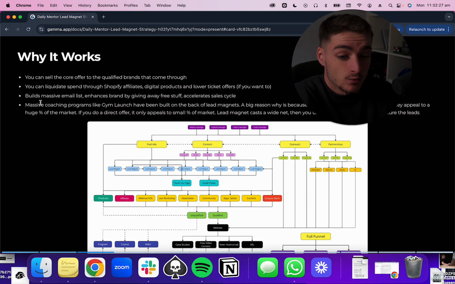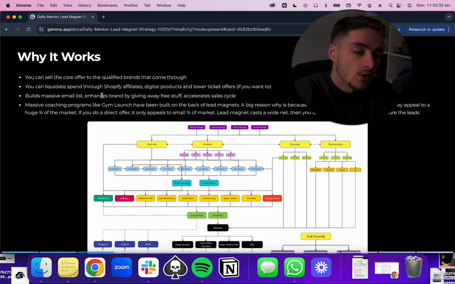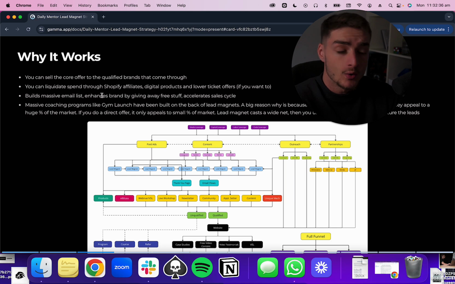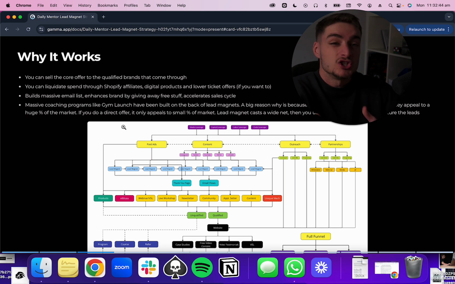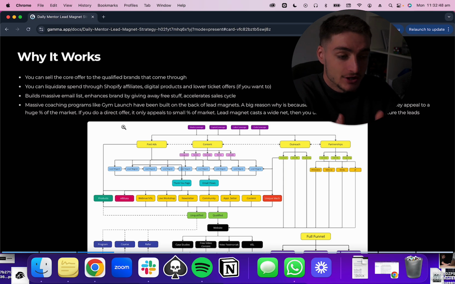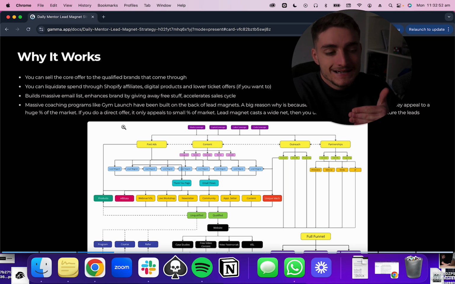And that is going to work a treat because it's going to build a massive email list and enhance the brand by giving away free stuff. So I know a big problem when you have a big brand, you don't want to be always constantly seen as just selling. You want to be giving away free stuff. And as I mentioned earlier, that is going to accelerate the sales cycle because you can generate the lead so freaking early in their buying journey. Like you can get someone before they even have a store, put them through a free lead magnet, send them towards the free course, and then just nurture them all the way along.